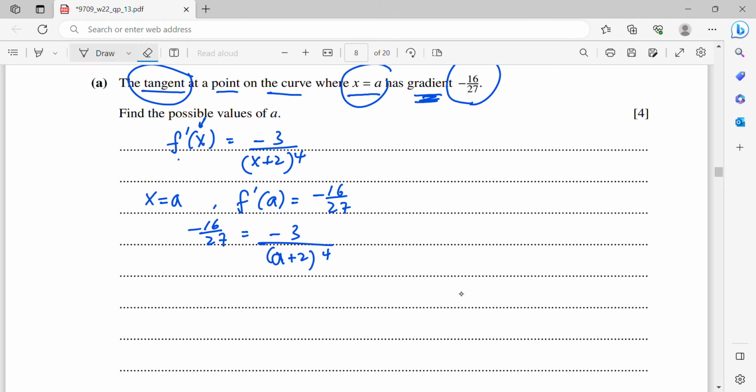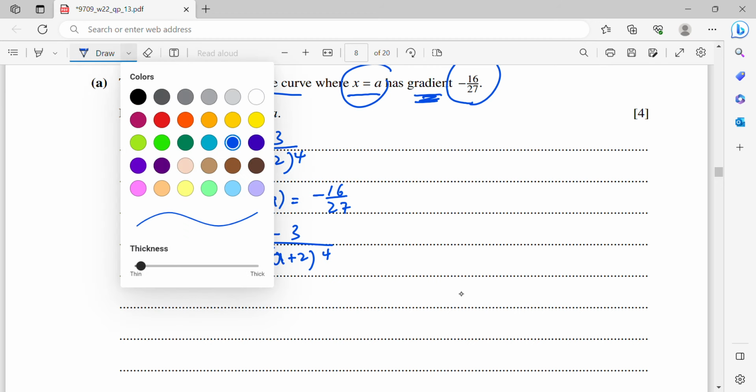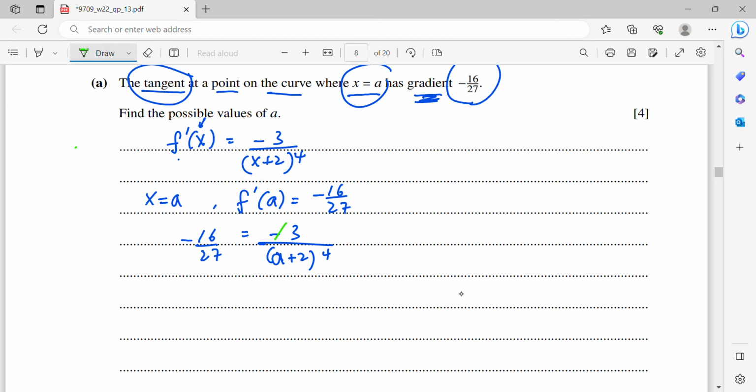Okay, so now I rewrite. Here is going to be negative 16 over 27. Now to get the a, first of all, you can cancel off the negative from both sides. And then this a plus 2 to the power 4, you can move up first. So I will get a plus 2 to the power 4 equals 3 times 27 over 16. Alright, so it will be 81 over 16.